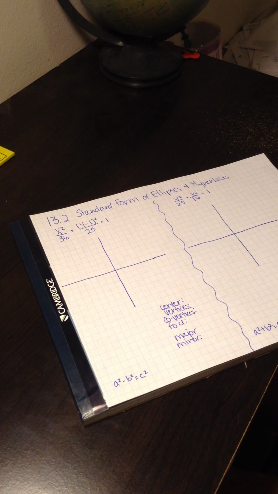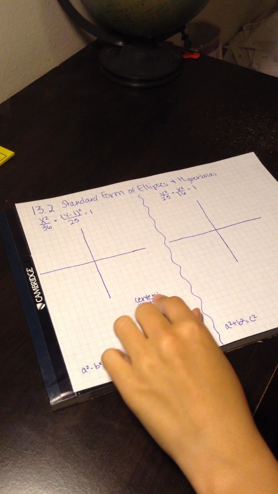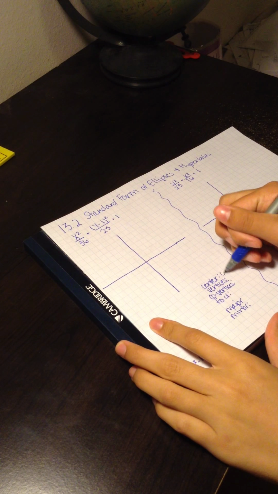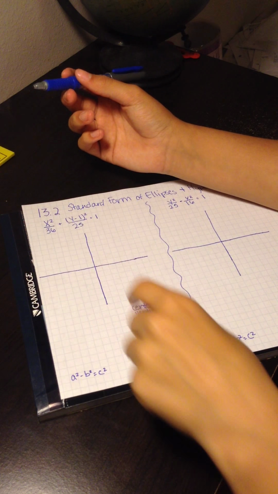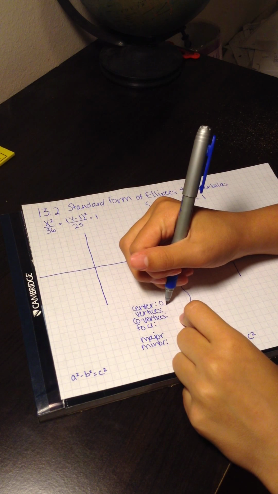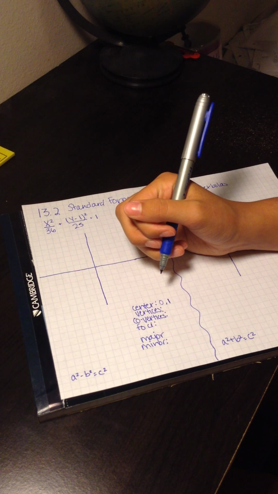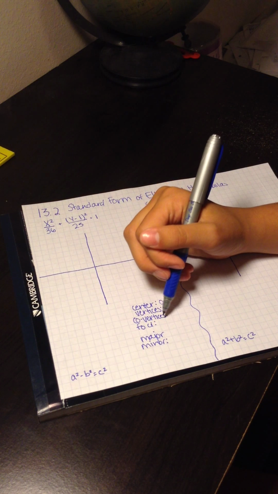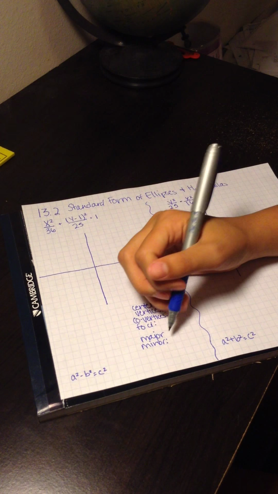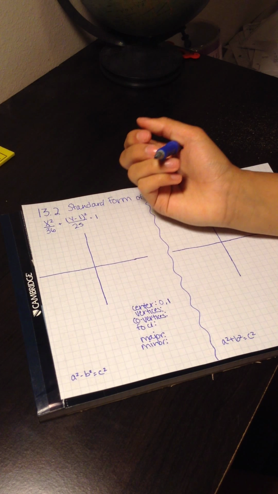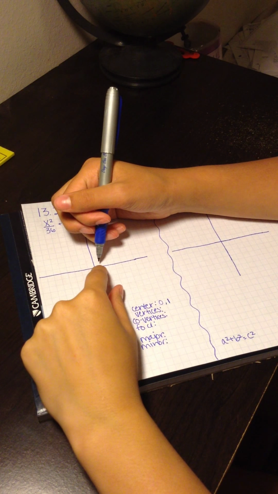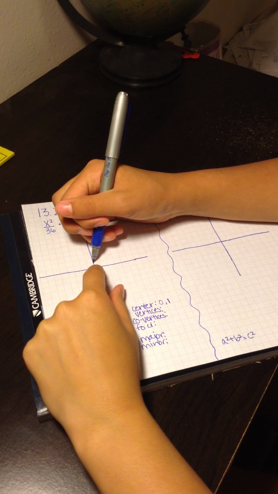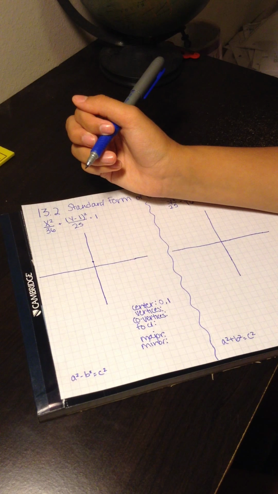So right now our center is 0, positive 1, because x squared represents 0, there's nothing there. Okay, so 0, positive 1 is our center. And we're looking for vertices, co-vertices, foci, major axis, and minor axis. Okay? So let's graph this real quick. 0, 1 is right there.